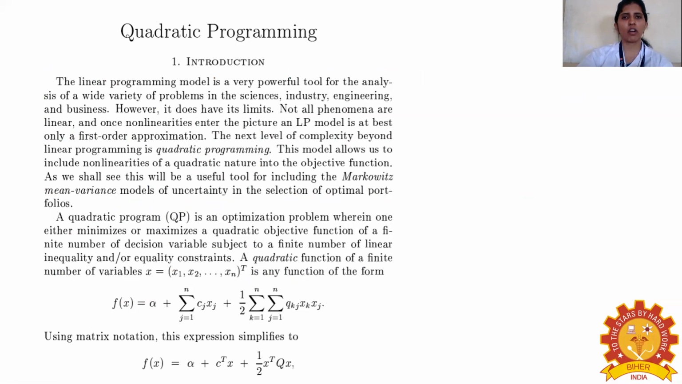The next level of complexity beyond linear programming is called quadratic programming. This model allows us to include the non-linearities of a quadratic nature into the objective function. Mainly, Markowitz mean variance models of uncertainty in the selection of optimal portfolios.